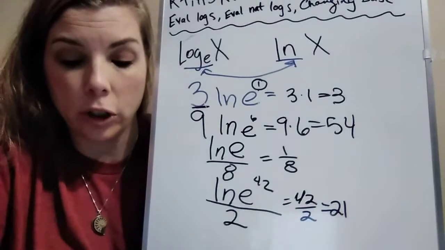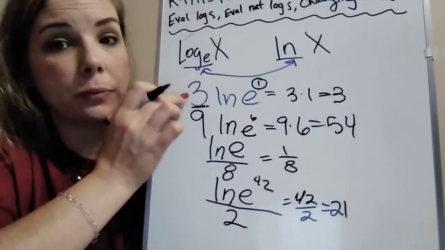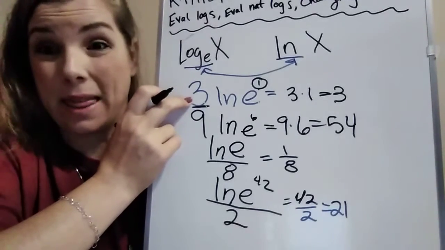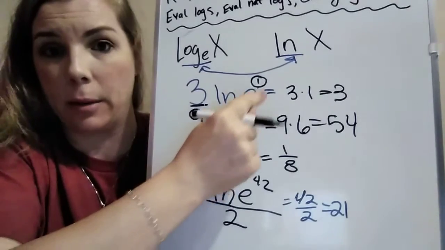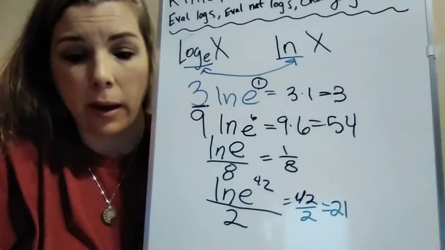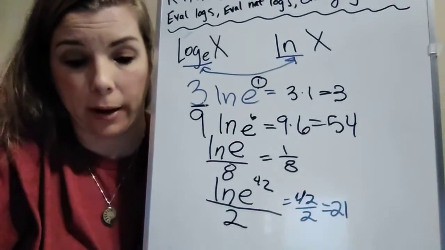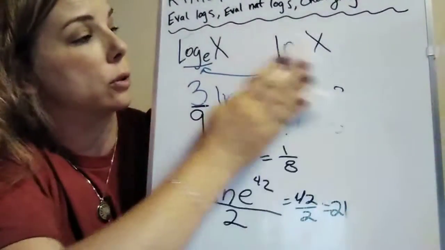Okay, so once you get the hang of it, this is not very difficult. Remember, over here too, if this number isn't there, it's assumed a 1. So say if this is just ln e to the power of 6, it's 1 times that 6 is 6. Okay, so hopefully that's okay. That's all for natural logs.